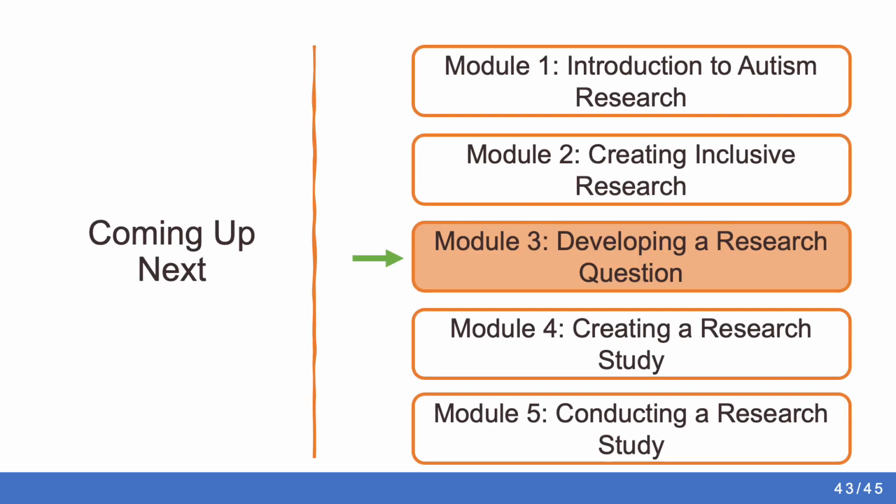So far, we've talked about what research is, the history of autism research, and the importance of creating ethical and inclusive research. And we've discussed that research frameworks like patient-centered outcomes research can help us ensure that research is relevant to the autism and autistic communities. Next, we'll talk about how to develop a research question.